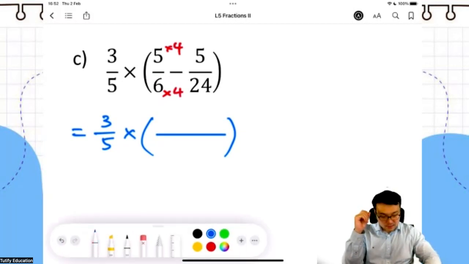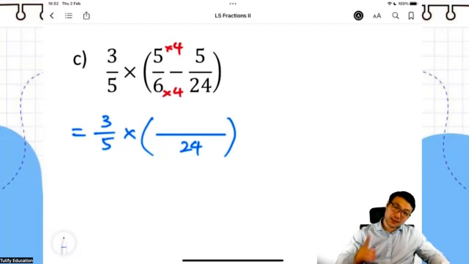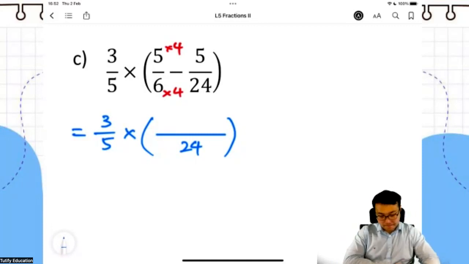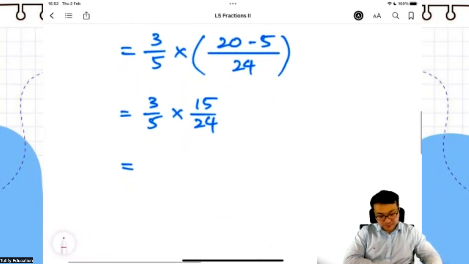24 times 1. So now you don't have to times 1, just leave it alone. Okay. So now you know that the denominator is 24. What is on top? 20 minus 5. Yes. So we will end up with 3 over 5 times what? Times 15 over 24. Good. Should I multiply immediately? Should I just take this times this times this? No. What should I do first?